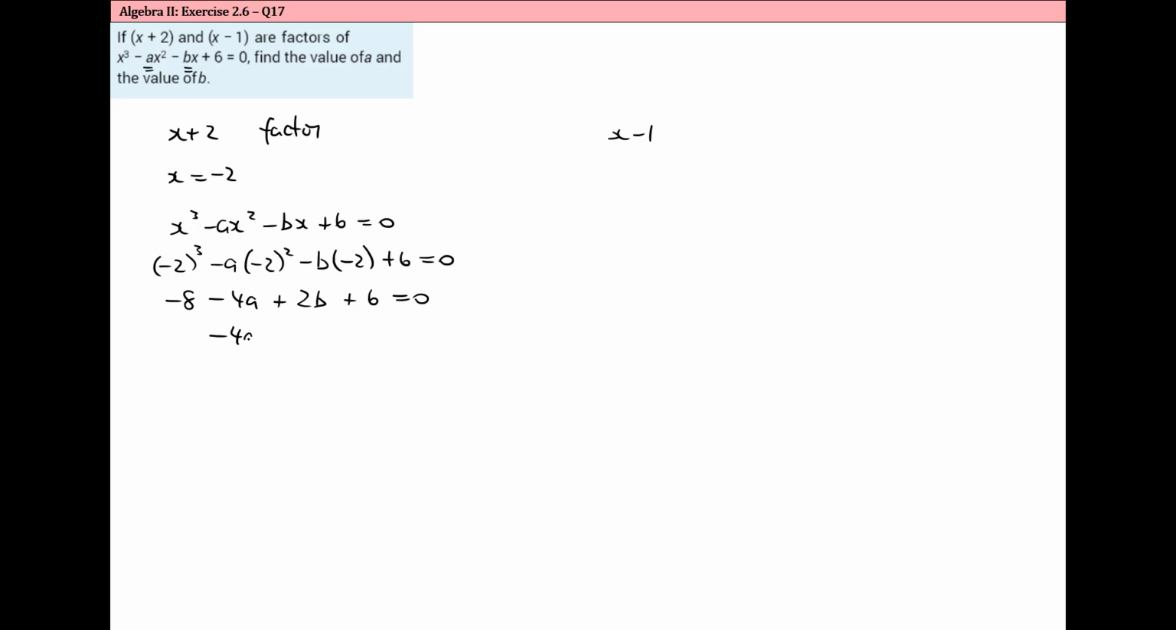And tidying this up, we have minus 4a plus 2b, and then minus 8 plus 6 is minus 2, and if we add 2 to both sides, we get equals 2. I'm just going to label this equation 1.